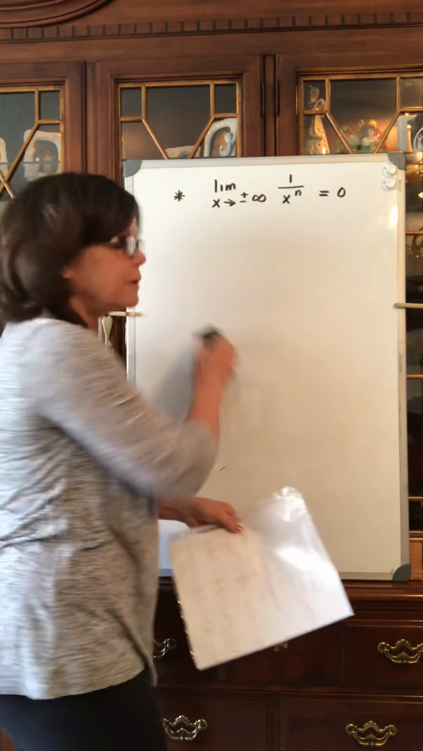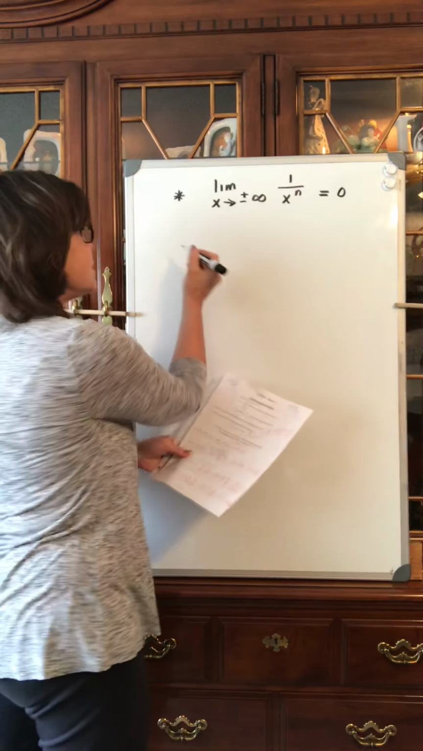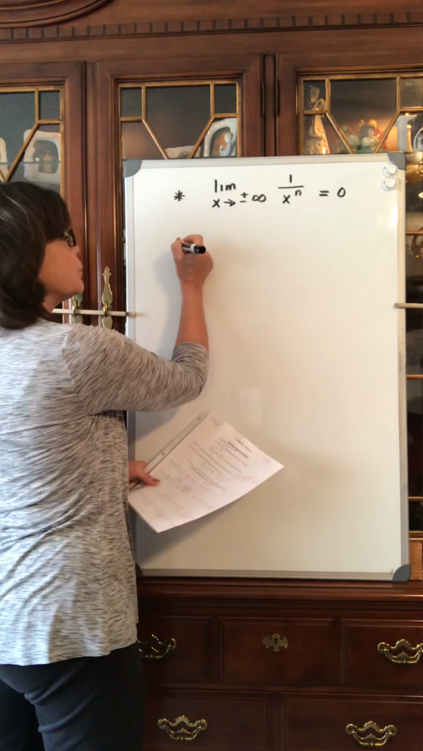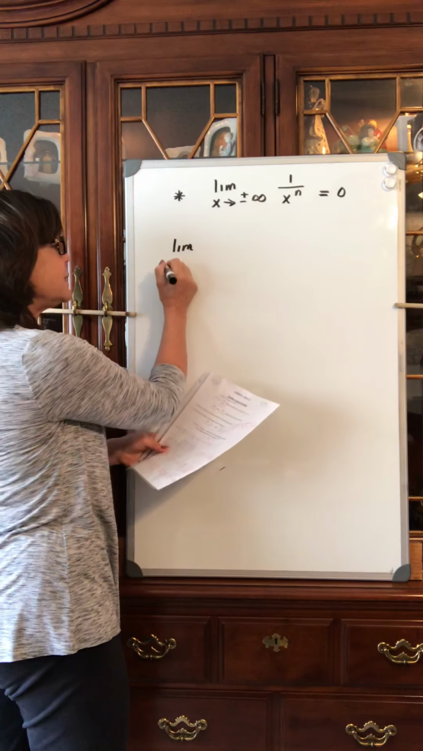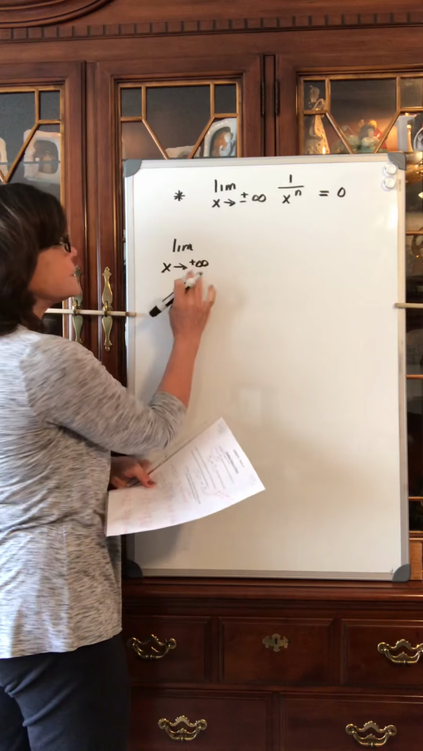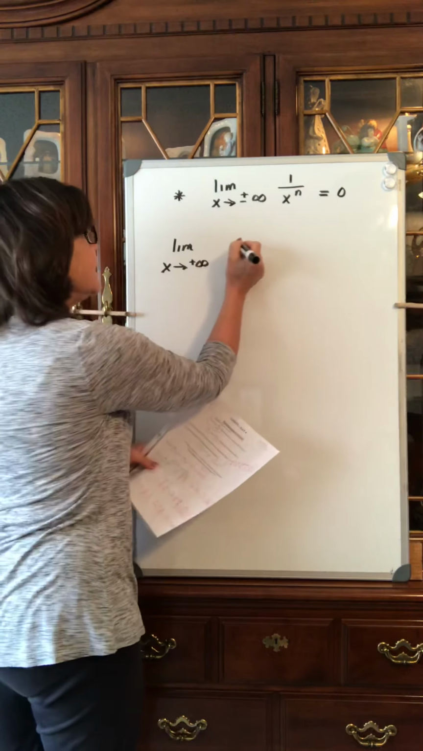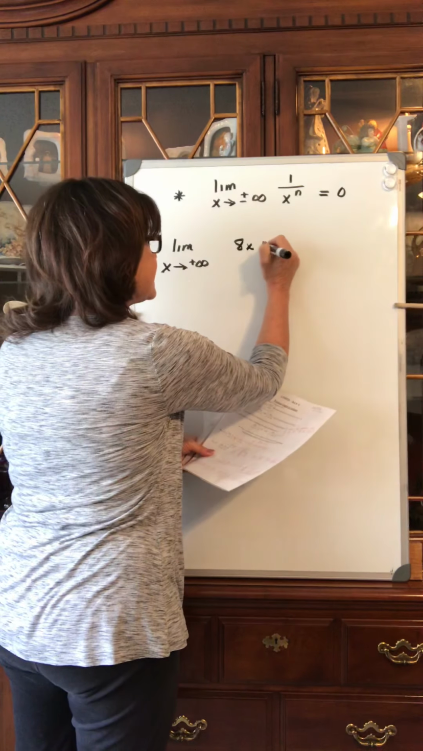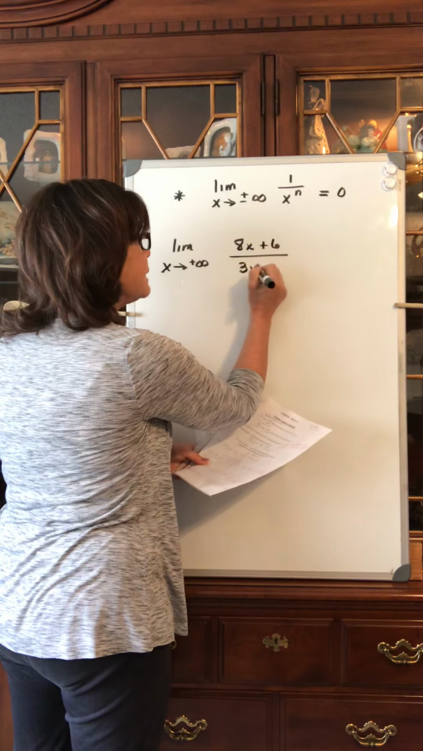Now, when you have a rational function, there's a shortcut on the back. I'll get to the shortcut in a few minutes, but this is more the rules of limits to infinity. Example number 2 is the limit as x is approaching positive infinity. Again, it doesn't make any difference at all if it's positive or negative infinity. Of 8x plus 6 divided by 3x minus 1.